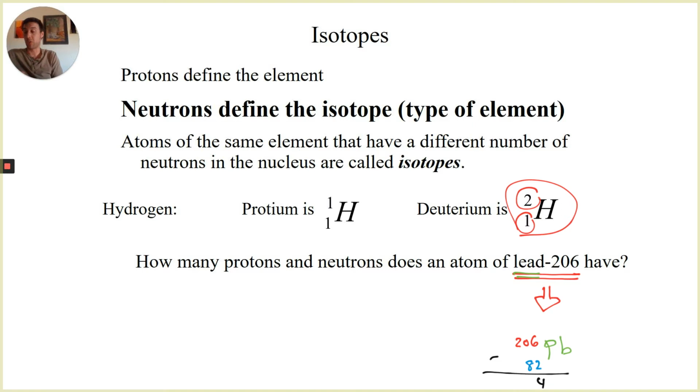So let's try that again. 20 minus 8 would be 12. There we go. So 124 neutrons. And we now know the number of neutrons and the number of protons. Right? So that's the way to read that notation.